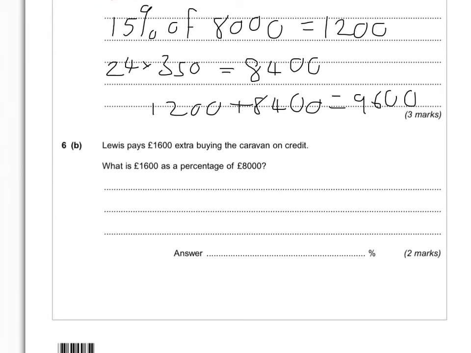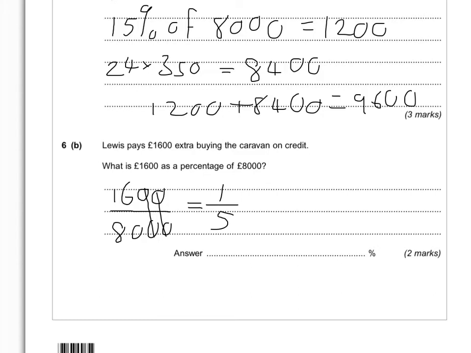6b, 1,600 is bought on credit. What is that as a percentage? So basically, first of all, what is it as a fraction? So 1,600 as a fraction of 8,000 would be written like that. To turn a fraction into a percentage, firstly you can simplify the fraction. So we've got 16 over 80, divide top and bottom by 100. Of course we could simplify it further. You might know that 16 goes into 80, but if you don't, divide top and bottom by 2 or by 4. But eventually you'll get down to 1 over 5.